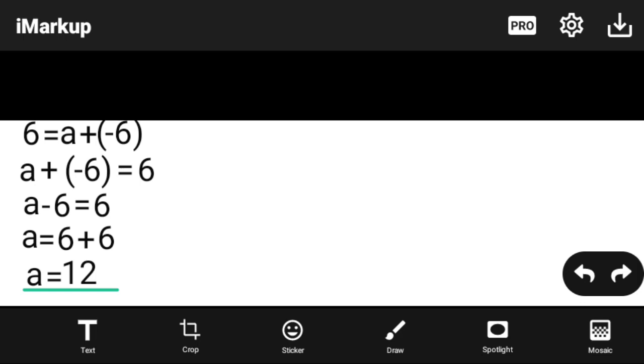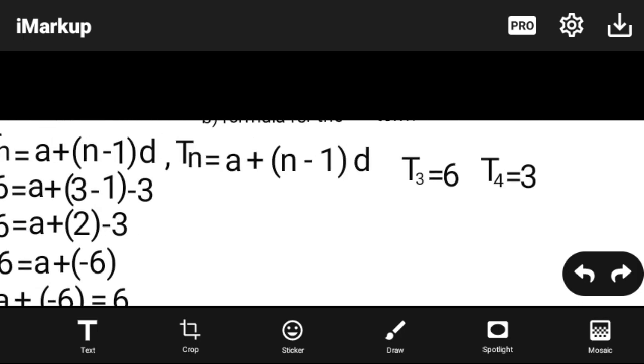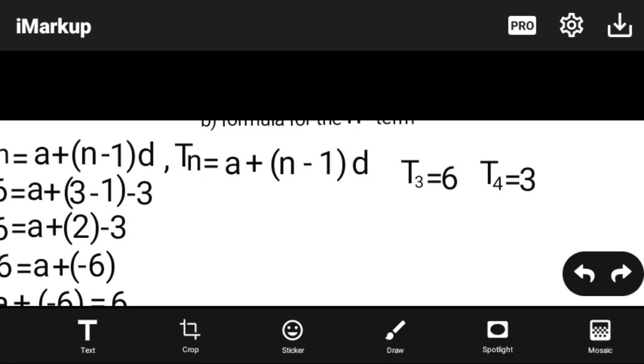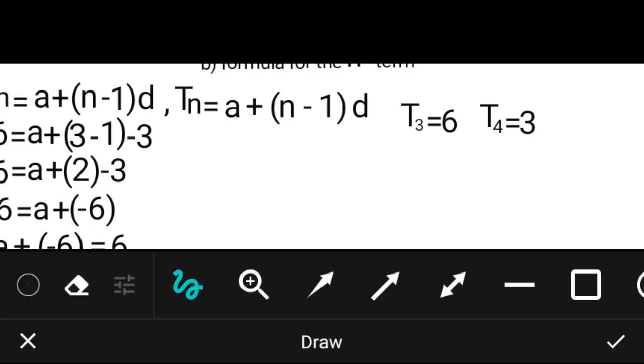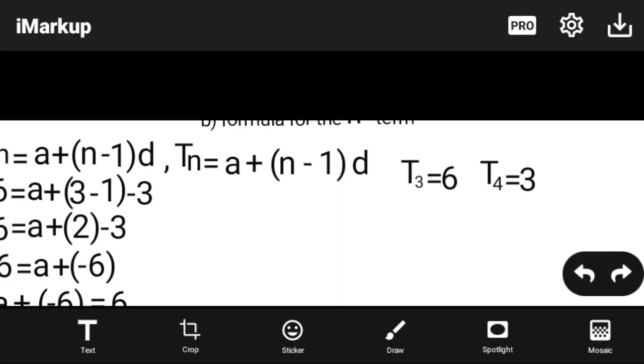Now, can we find this same answer using this other formula? Because we have two terms here, the term 3 and the term 4. Can we get the same answer when we use this other formula?